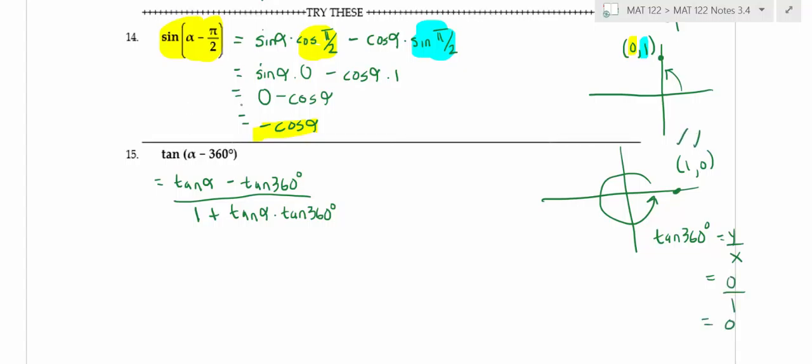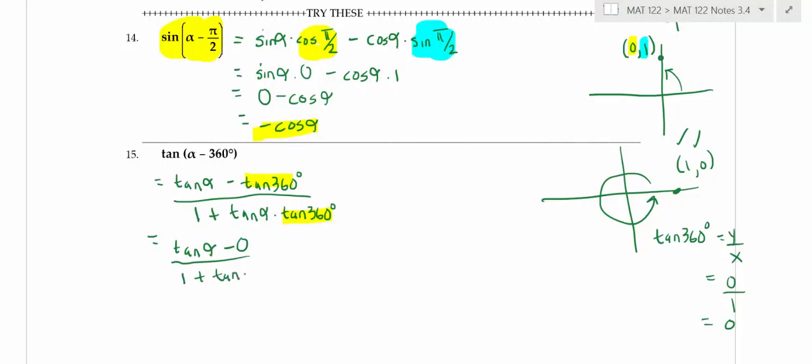Okay, so everywhere we see tangent of 360, we're going to replace that with a 0. So we get tangent of alpha minus 0 over 1 plus tangent of alpha times 0. So that means the numerator is tangent of alpha, the denominator is 1 plus 0, so the answer is tangent of alpha. Okay? All right, and that will close that off graphically. That kind of means the same thing. 360 is actually 2 periods of the tangent, so you would expect to get the same answer and you'd have the same graph. Okay, so that will close off this section.